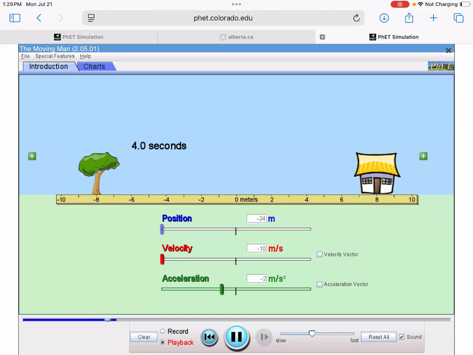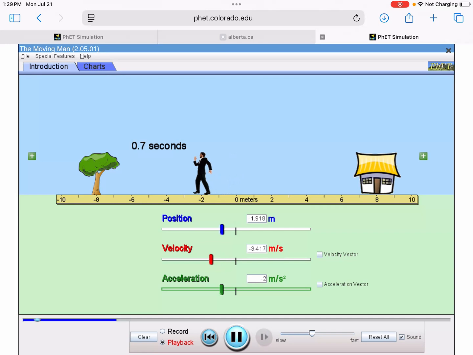There he goes. Okay, so what happened? Well, it looks like he got faster and faster, but backward, or to the left this time, right? This time in the negative direction. Well, that makes sense because his velocity was to the left and his acceleration was to the left. So he was just getting faster and faster to the left by 2 meters per second each second, right?